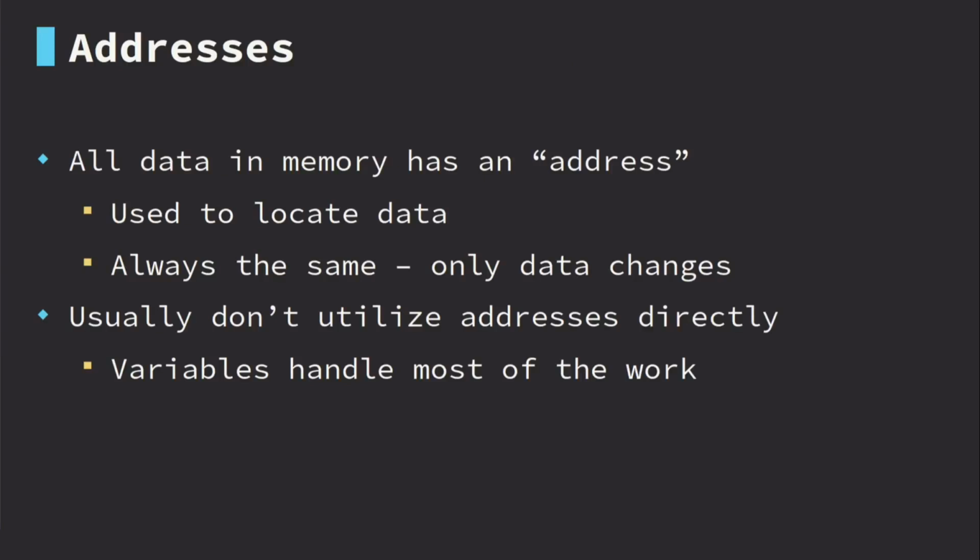All data in memory has something called a memory address. These addresses are used to locate data in memory. Addresses are always the same, only the data at the address will change. Normally, when you're writing programs, you won't utilize addresses directly, and instead you'll let variables do all the heavy lifting for you.